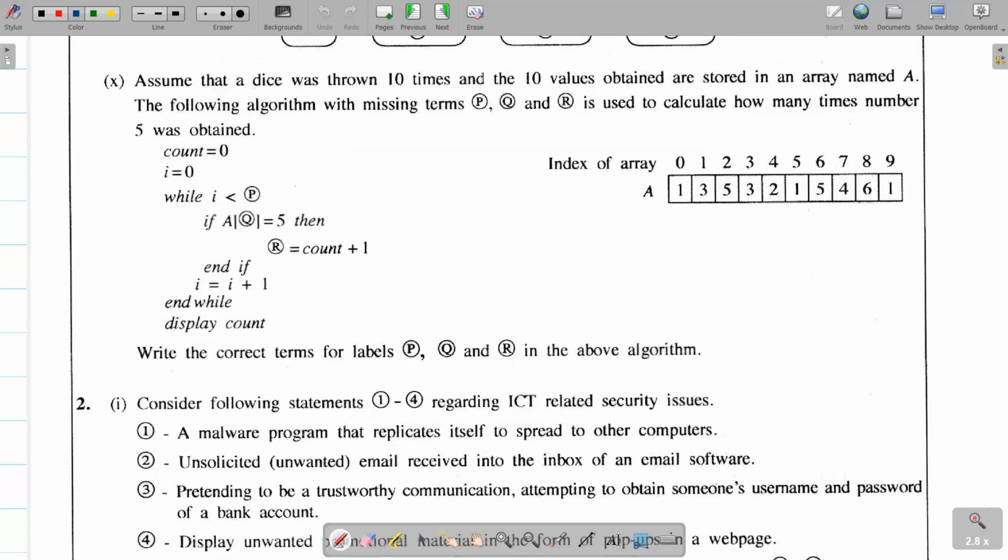Right, so they start by saying count equals 0 and I equals 0 as well. And they are comparing something over here with I, right? And in here, they are asking something called AQ equals 5. So then they say count equals 1 and R is over here, right?